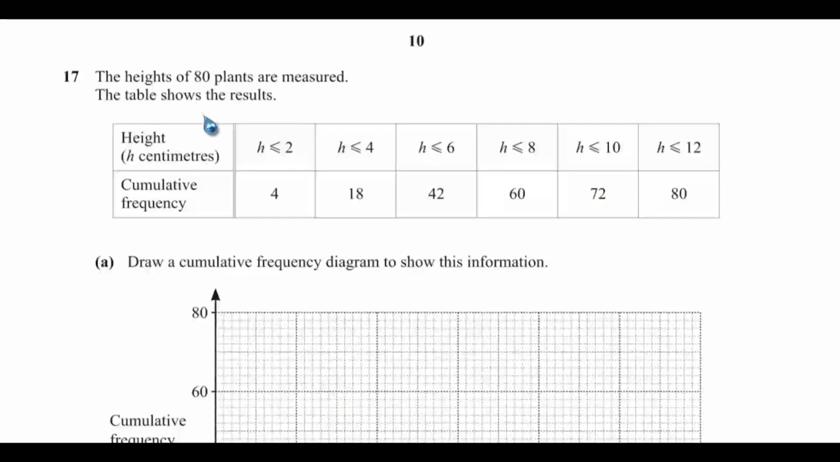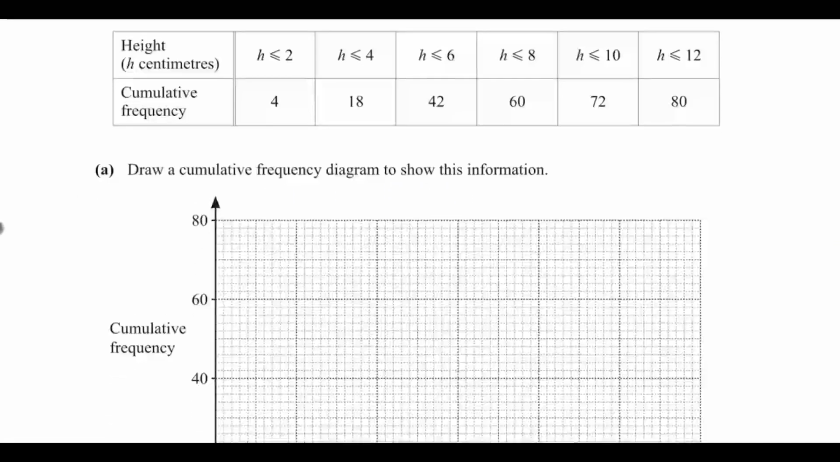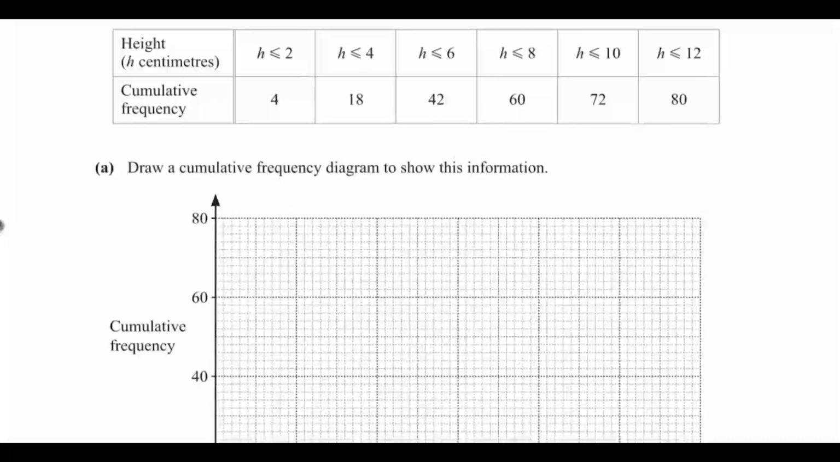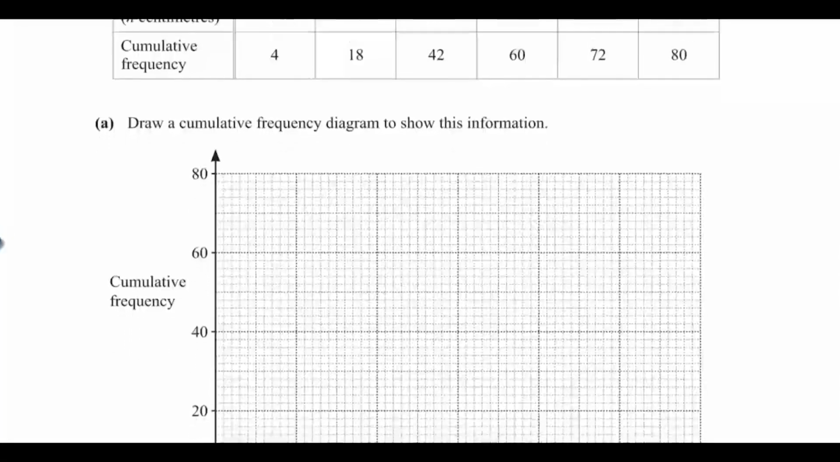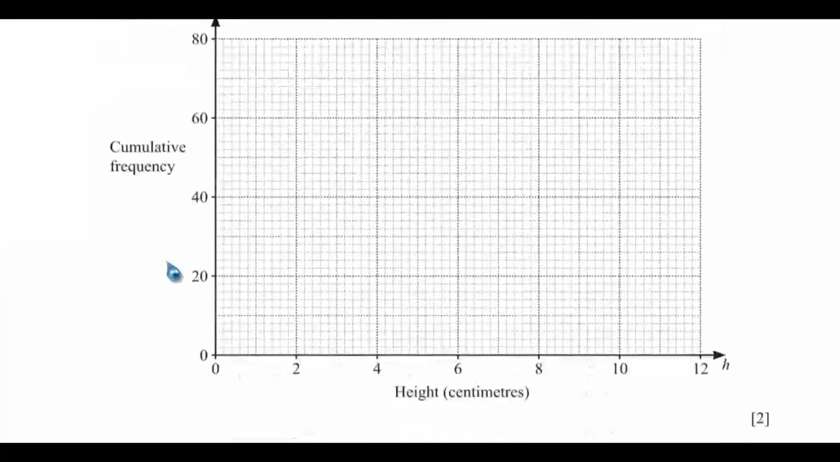Question 17. The height of 80 plants are measured. The table shows the results. Draw a cumulative frequency diagram to show this information. For the first one, h is less than or equal to 2, and the cumulative frequency is 4. So the value of a line here is 2.